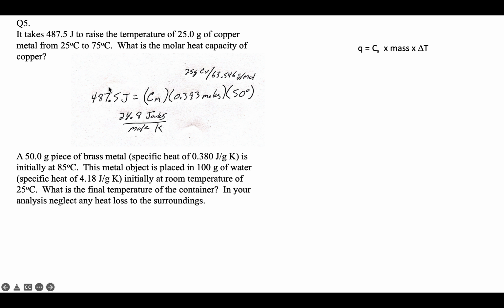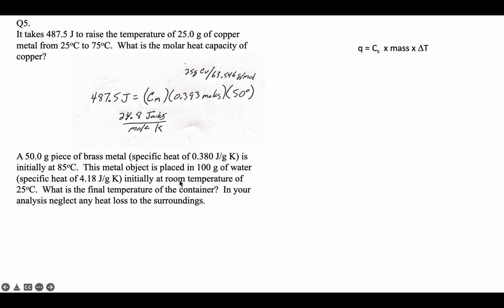A certain amount of heat's involved. I've got my scaling factor, which is the molar heat capacity. I converted 25 grams of copper to how many moles that was, and I have the change in temperature. If I solve for the missing molar heat capacity, 24.8 joules per mole K. Different ways you could do this. You could have gone through it first of all and solved for it in terms of the specific heat in grams and then converted that to moles. That would be another way that you could do it.